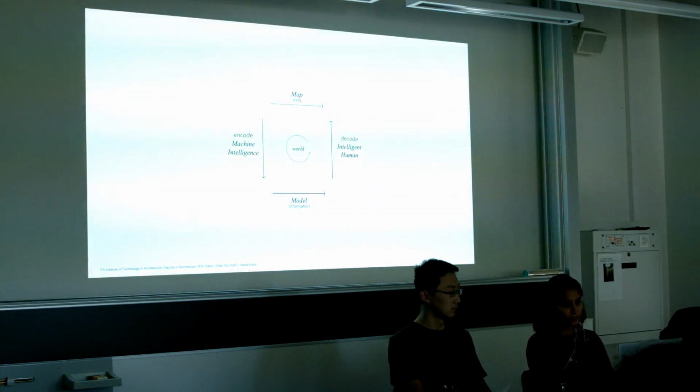However, in order to communicate these two levels, we need to build these encoding and decoding bridges. We are proposing that the encoding bridge should be machine intelligence, and the decoding bridge intelligent humans. In this lecture we are going to talk about information, data, intelligent humans, and machine intelligence.